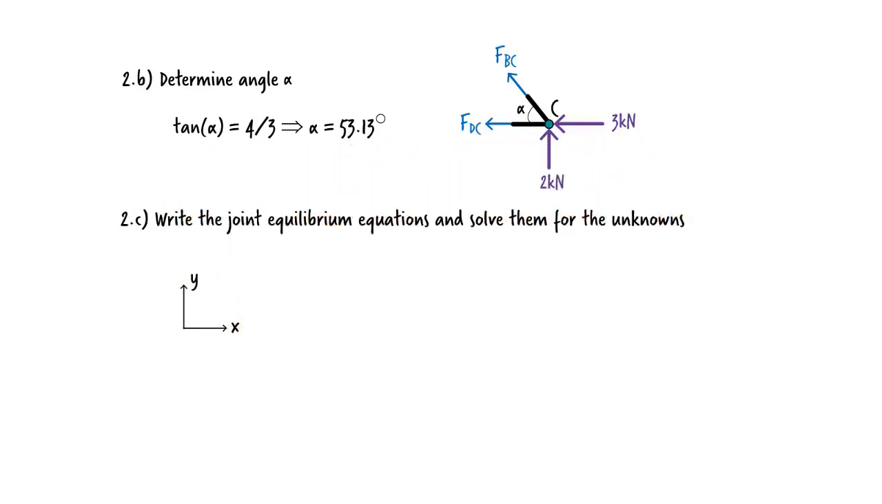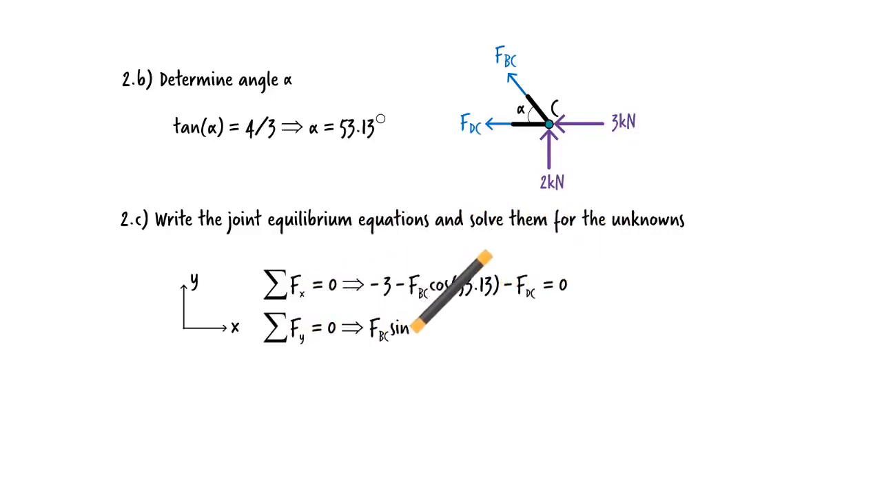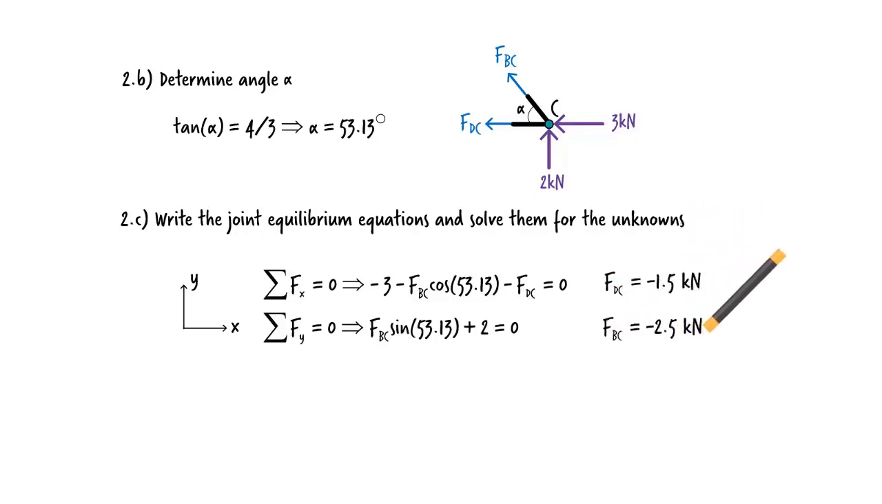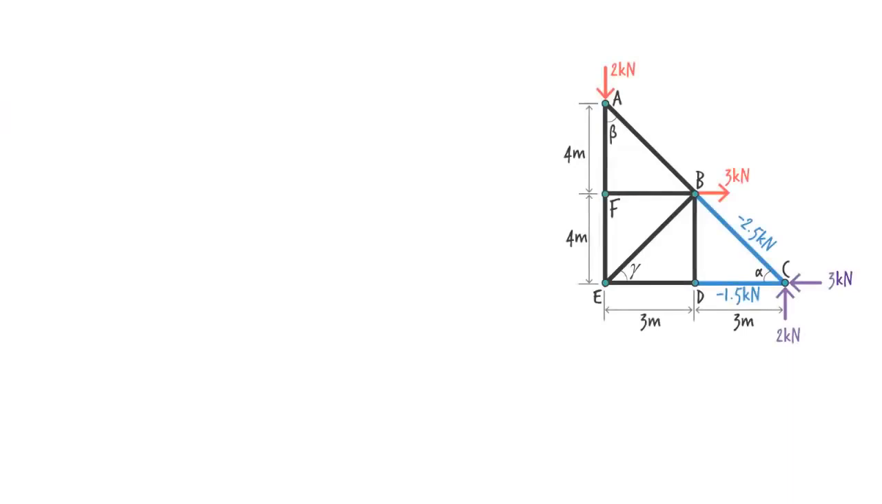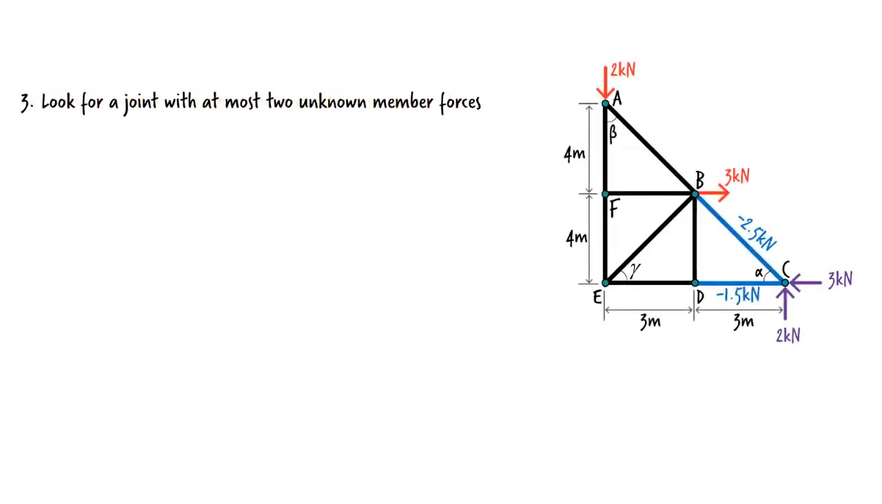We have the sum of the forces in the x direction must be 0. The sum of the forces in the y direction must be 0. Using these equations, we can easily determine the two unknown member forces. We have a few more member forces to calculate. Let's look for another joint with at most two unknown forces.